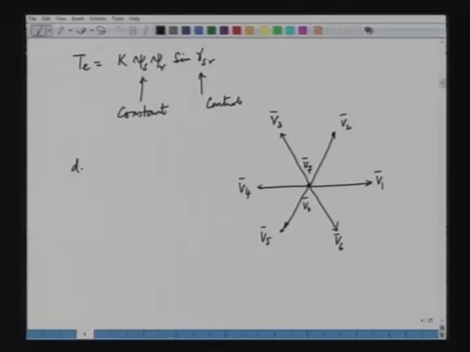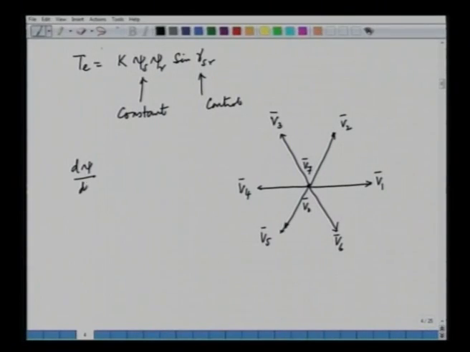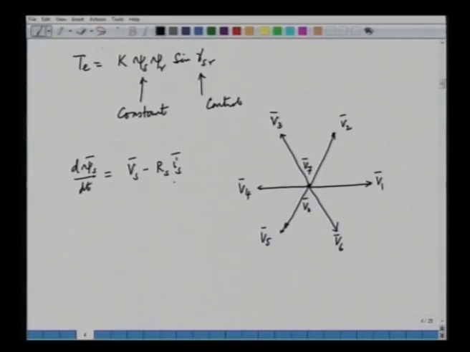So, we know that d psi by dt, this is the stator flux, is equal to Vs minus Rs Is. So, d psi by dt is the derivative of the flux linkage in the stator. Psi s is the flux linkage in the stator. If we differentiate that as per Faraday's law, it will be the induced EMF, and the induced EMF is Vs minus Is Rs. Is Rs is the resistance drop.